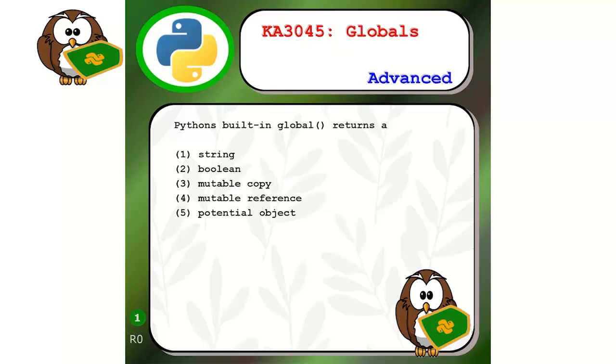KA 3045, another new advanced question, might be just as easy when we ask ourselves if Python's built-in globals operation returns 1, a string, 2, a Boolean, 3, a mutable copy, 4, a mutable reference, or 5, a potential object.